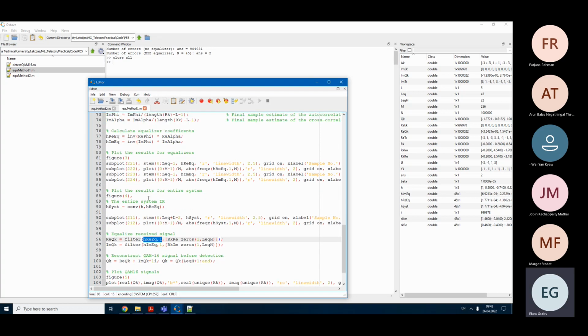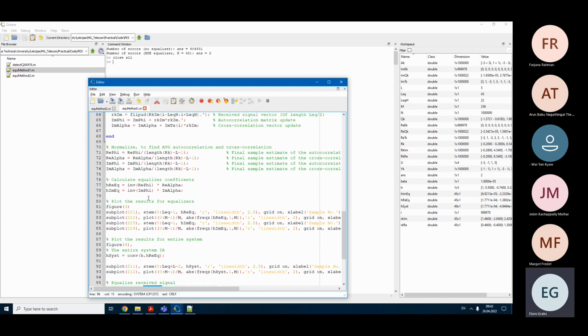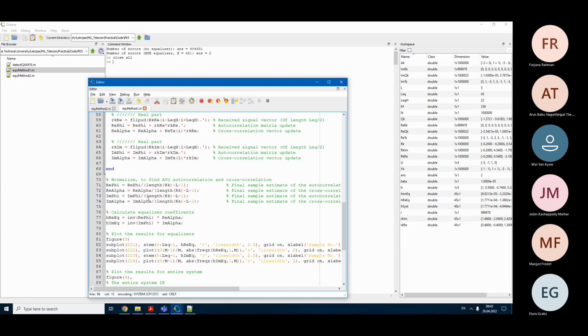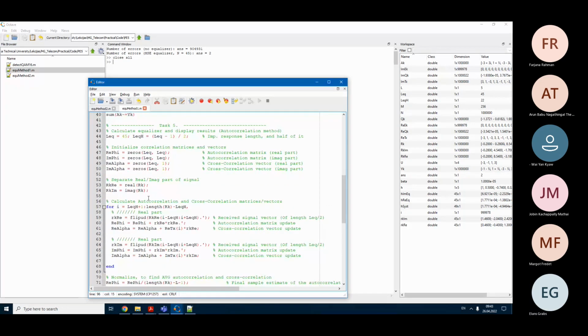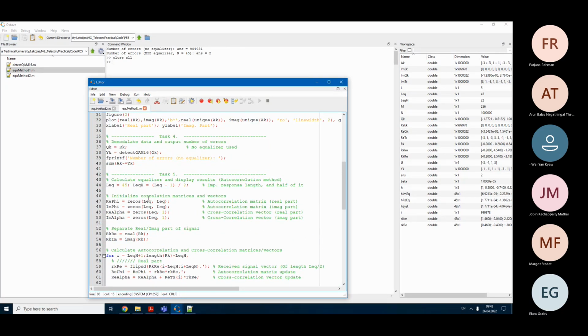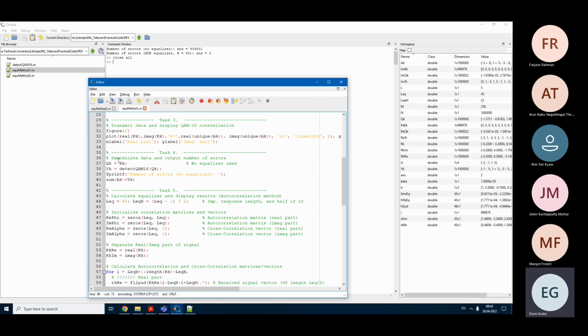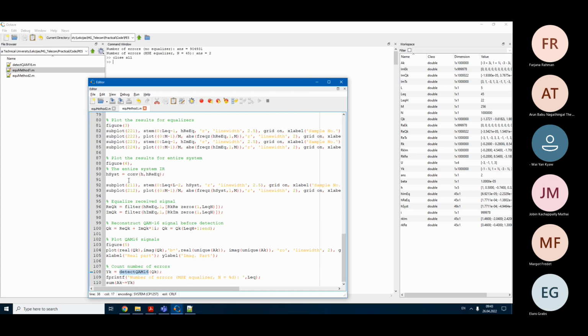Wait a minute. No. First, we did where here we did use detector. No, that's correct. First of all, we calculated this equalizer. I just didn't scroll enough and was surprised that I didn't see this line.